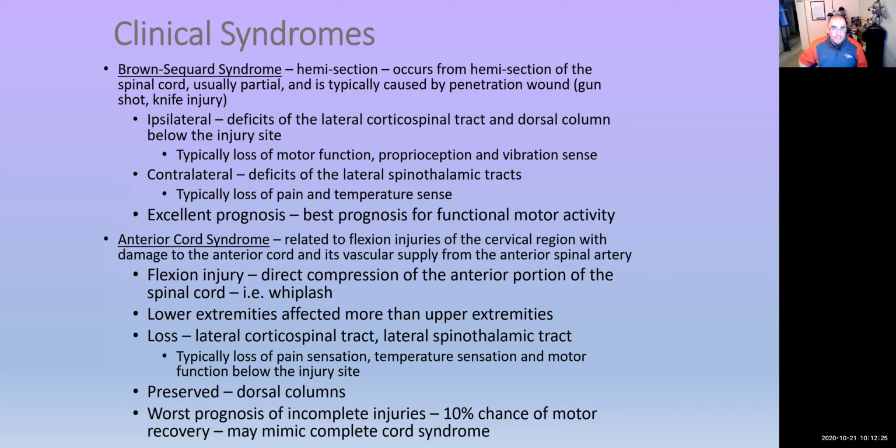Again, if there's any positive sign out of this, the dorsal columns are typically preserved, right? The spinal cord is designed to stretch a little bit, and they're on the back side. So as I lean way forward, they're going to stretch out, and they're not going to tear typically. The ACS has the worst prognosis for incomplete and even complete injuries, right? Even an incomplete injury may mimic complete cord syndrome because of the front side of the cord being damaged, because there's so much that goes on up there in that front aspect of the cord, right? There's only about a 10% chance of motor recovery.